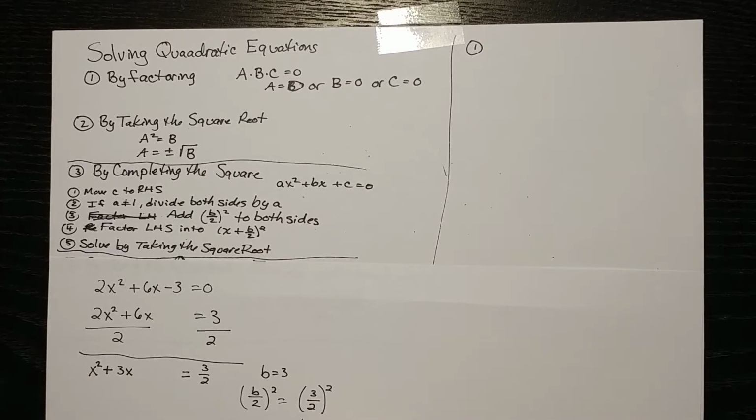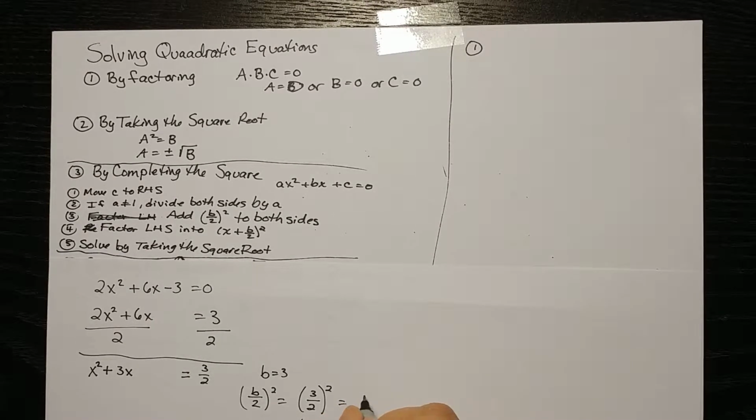On the left-hand side, I leave it looking like this. On the right-hand side, I don't care if I go ahead and square that. That's going to be 9 over 4 when I square that. So over here, I add 3 over 2 quantity squared. Over here, I add 9 over 4. The left-hand side will always factor into x plus b over 2 squared, and whatever I see in here, plus 3 over 2.